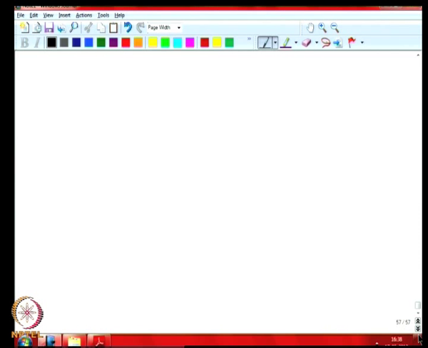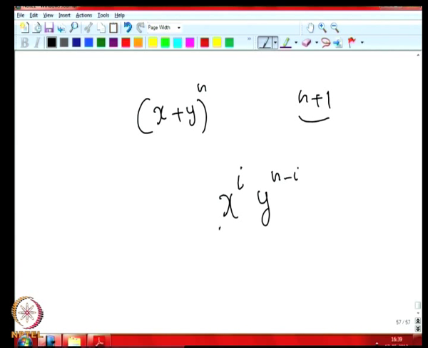So, the way to attack this problem: it is trivial to say that (x + y) raised to n has n plus 1 terms. Essentially we are asking how many patterns of the form x raised to i, y raised to n minus i are there, because that first coefficient is unimportant. How many such patterns are there?